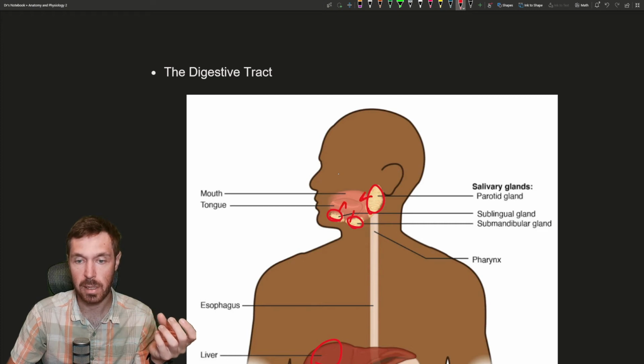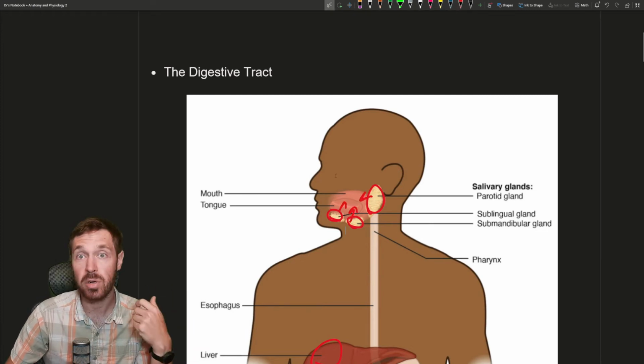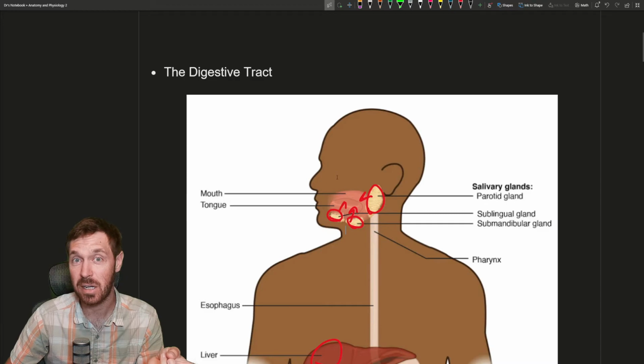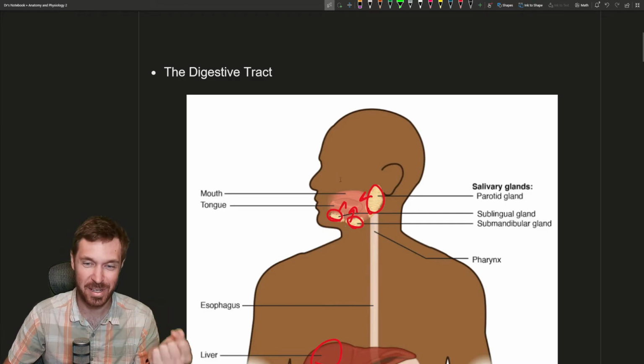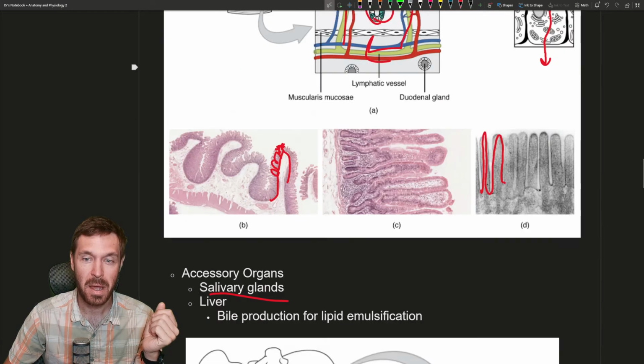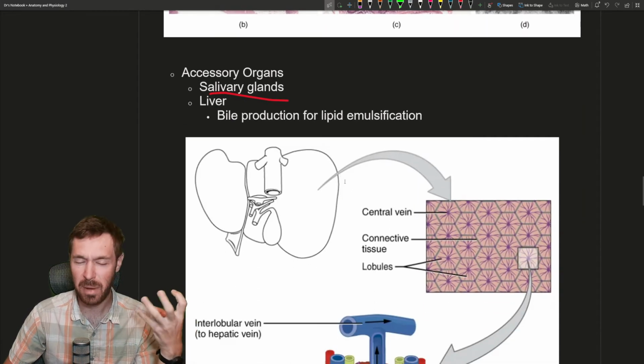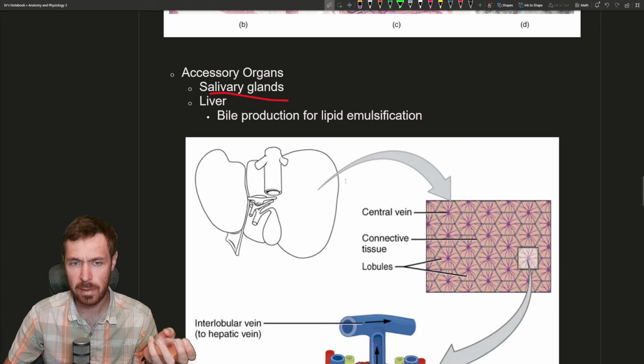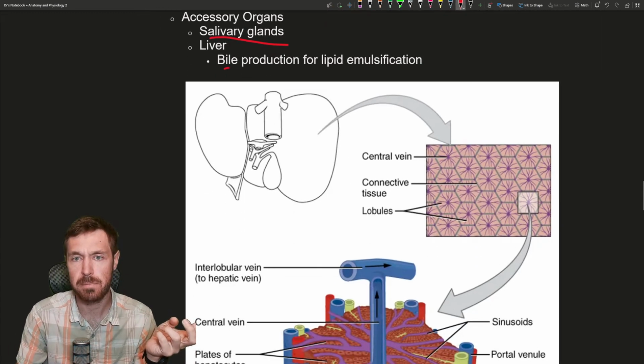All of these produce saliva, which helps moisten that food. If you ever tried to eat 10 saltines in under a minute, it's impossible because you can't produce enough salivary juice quickly enough. So that's the main one for the mouth. And then for the liver, again, the liver is what produces bile.